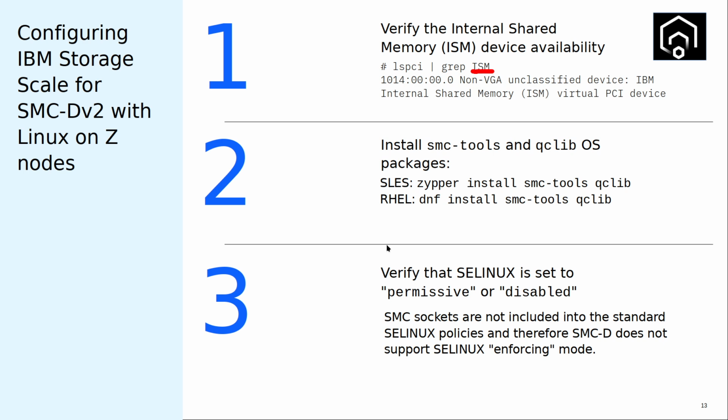After that, you install your respective tools. Usually it should work automatically through the dependencies in your package manager. If you want to do it manually, you just do it like here, for instance, like with RHEL. So you install the smc-tools and the qclib package. That's about it. And after that, you need to make sure to set SELinux from permissive to disabled. That is because SMC sockets are not included in the standard SELinux policies yet.